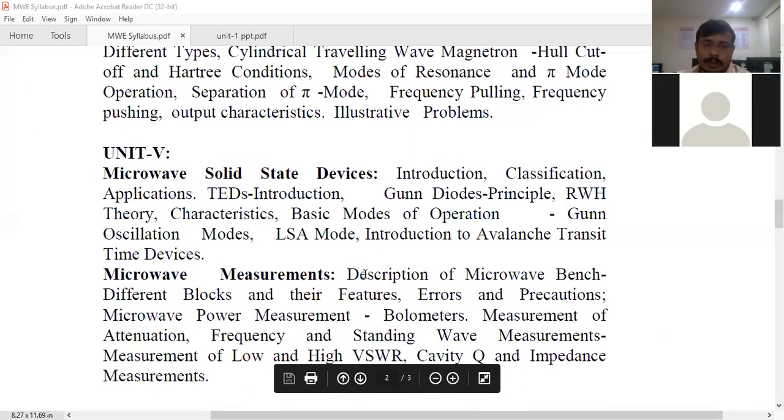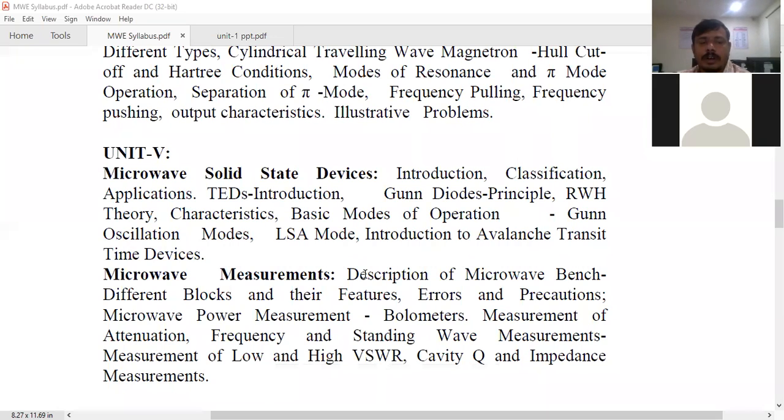So coming to the fifth unit, here also in part A, two things are there: microwave solid state devices and microwave measurements. In microwave solid state devices, another type of microwave source is the Gunn diode, which comes under solid state devices. The Gunn diode acts as a microwave source. It also generates microwaves.